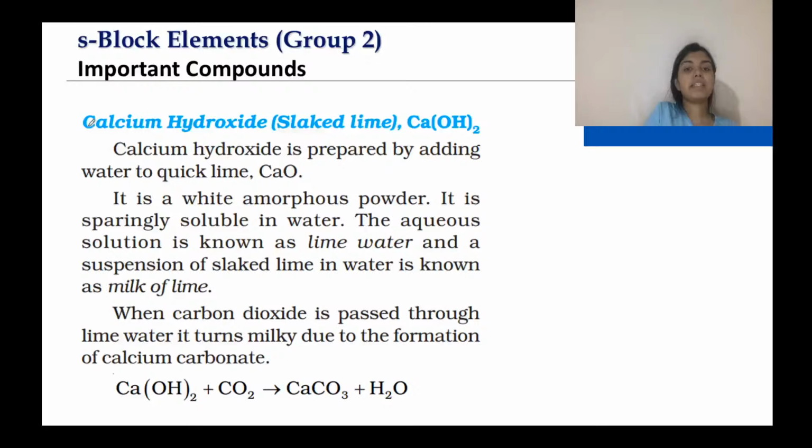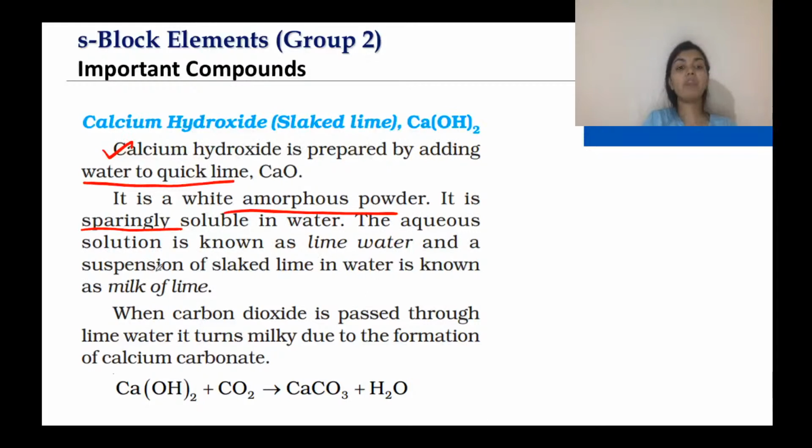Now next is calcium hydroxide, which is called slaked lime. Now you can get confused. Calcium oxide is quicklime. Calcium hydroxide is slaked lime. Calcium hydroxide is prepared by adding water to quicklime. So basically calcium oxide plus water will give you calcium hydroxide. It is a white amorphous powder which is sparingly soluble in water, which means it is hardly soluble in water.